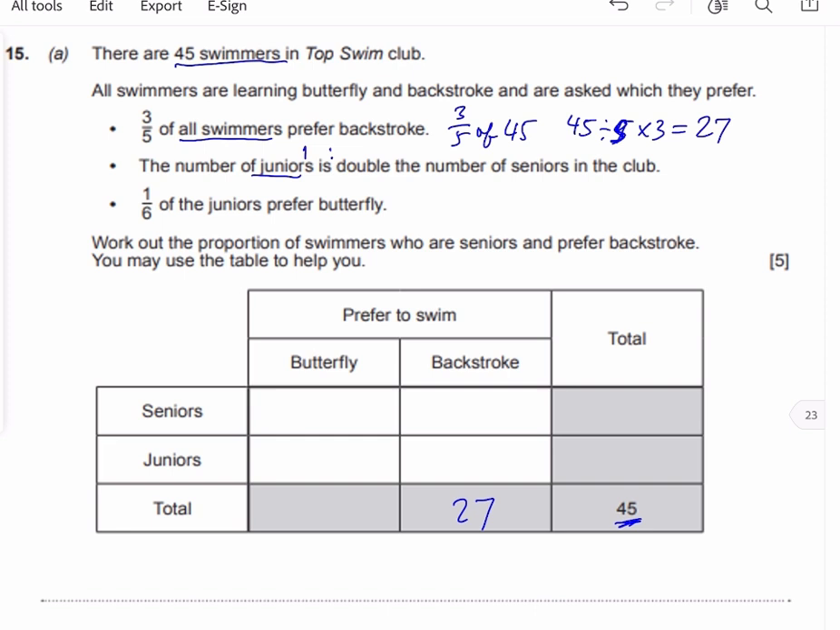The number of juniors is double the number of seniors, so it can be written as a ratio 2 to 1. So the 45 swimmers can be written in the ratio 2 to 1. Let's add the parts together, 3, and divide 45 by 3. That gives you one part in the ratio, 15, which is seniors, and juniors are double that, 2 parts, 30. So they do add up to 45. That's correct.